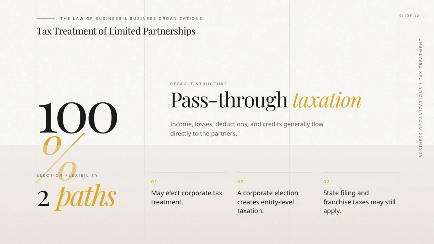The first option is to maintain the default pass-through status, where income passes directly to the partners. The second option allows the partnership to elect corporate tax treatment if desired. Choosing the corporate election means that the partnership will be taxed at the entity level, similar to a corporation. It's important to note that even with a corporate election, state filing requirements and franchise taxes may still apply. So, while limited partnerships typically benefit from pass-through taxation, there is flexibility depending on the business's specific needs and goals.